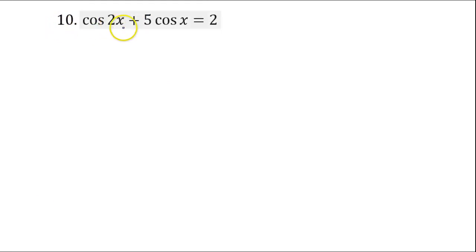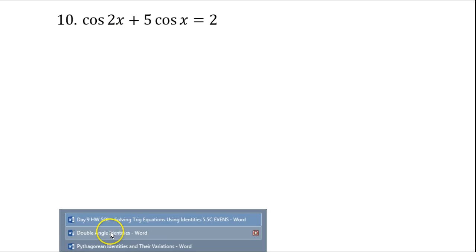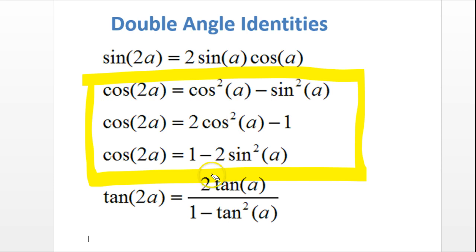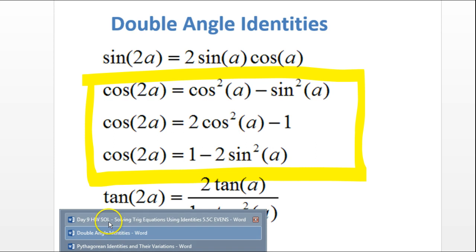Alright, for number 10, once again I have this double angle to deal with. Now remember, when you're talking about cosine 2x, it's a little bit special because there are 3 different versions. One version gives you cosine and sine, one version gives you cosine, and the third version gives you sine. So you can pick and choose which one you want to do based on what you need. I would look at the rest of the problem. In the rest of the problem, I see I have cosine. So I'm going to pick the version of this that gives me cosine.